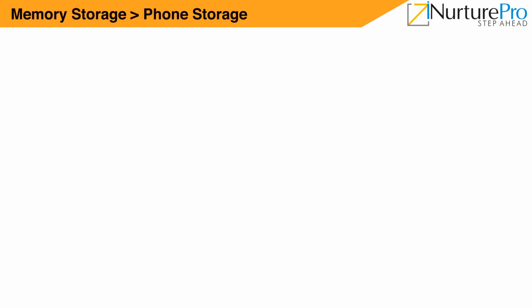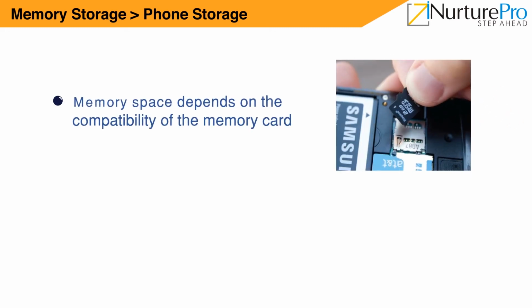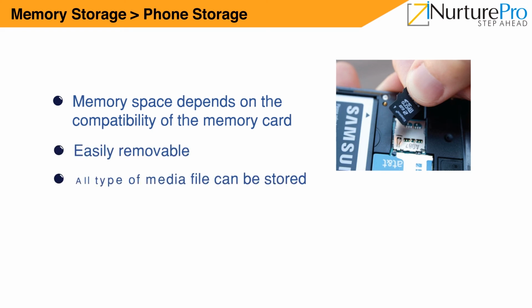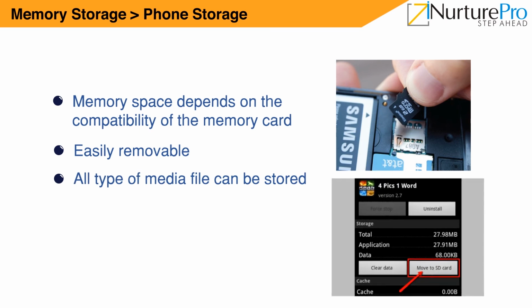Since we use our phones for various purposes, it becomes difficult to manage with the space available in internal storage. There comes the need for external storage. The memory space depends on the compatibility of the memory card slot available. External storage is easily removable. Images, songs, videos and other files can be stored on the external storage and it is expandable.